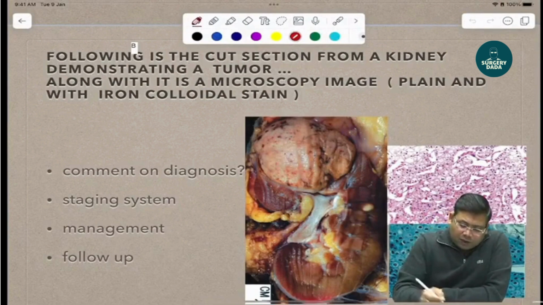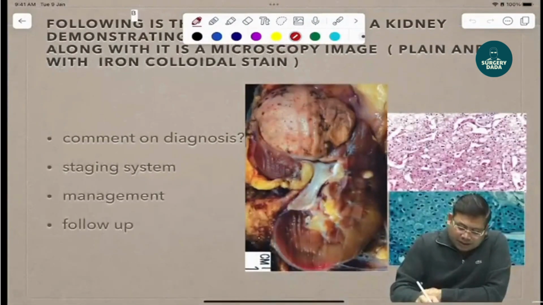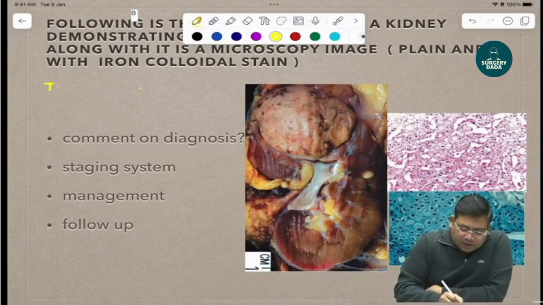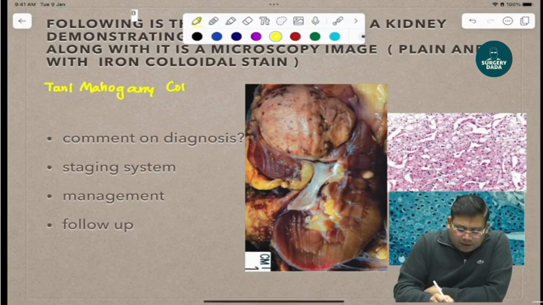So where can you see the tumor? If you see this kidney, here is the tumor. So this is a place where you can see a tumor. So this is basically a tan or mahogany colored tumor. So tan or mahogany, you can say, colored tumor.